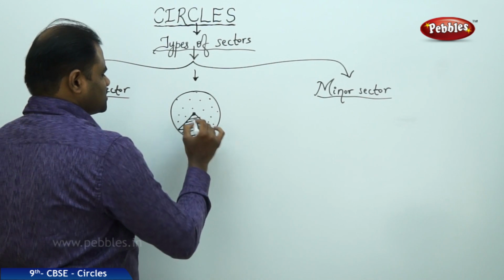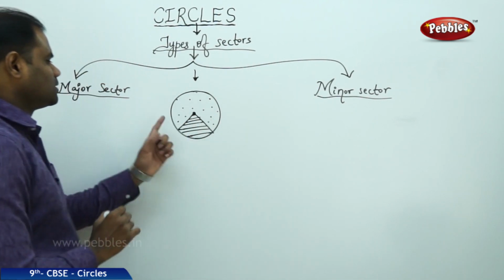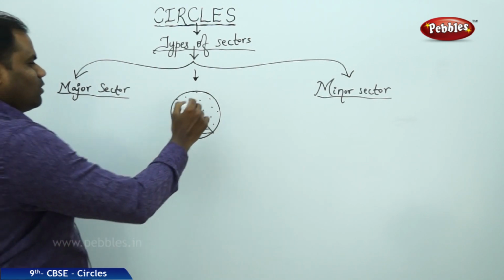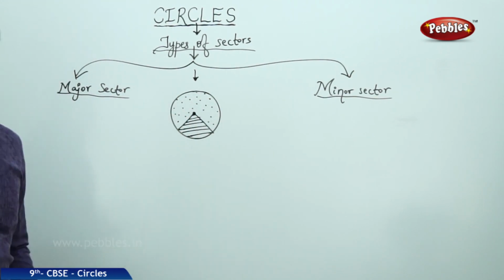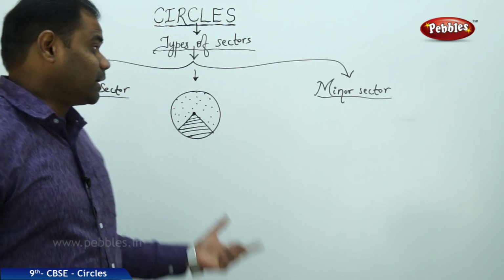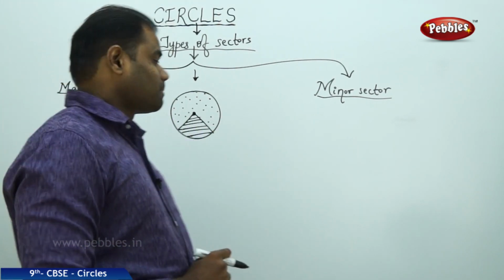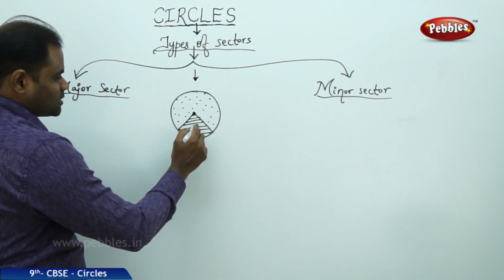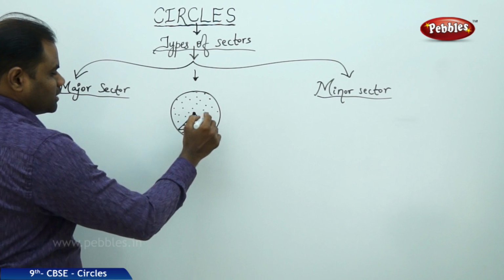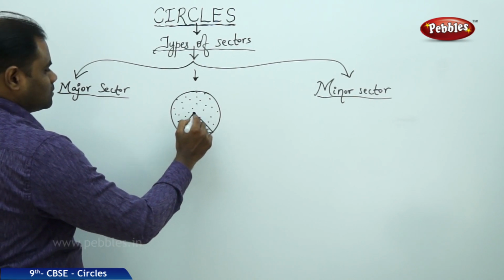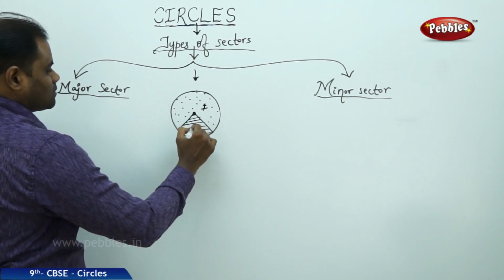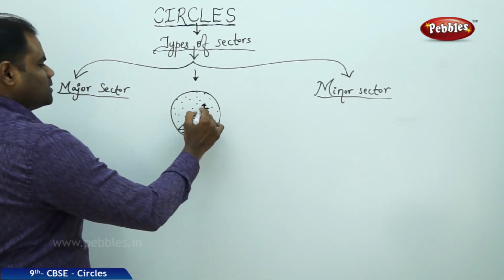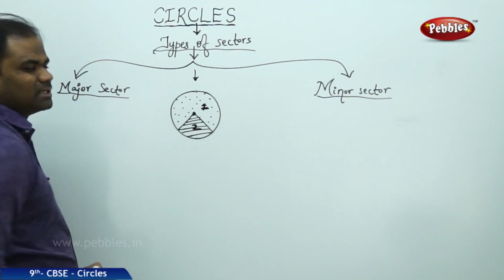So I have two slices of the pizza. One is this and the other is this. What is the difference between these two slices is what defines the two types of sectors. Now as we know, the circle defines two sectors, one is this and the other one is this. So there are two types of sectors identified here. One is this and the other is this.